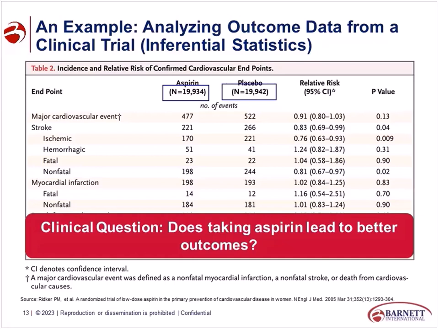We don't need the percentages because the groups are equal. And we notice that for ischemic stroke, among women who got the aspirin, 170 of them had an ischemic stroke compared to 221, and therefore, yes, for preventing ischemic stroke among women who are at risk of having a stroke, low-dose aspirin is effective.